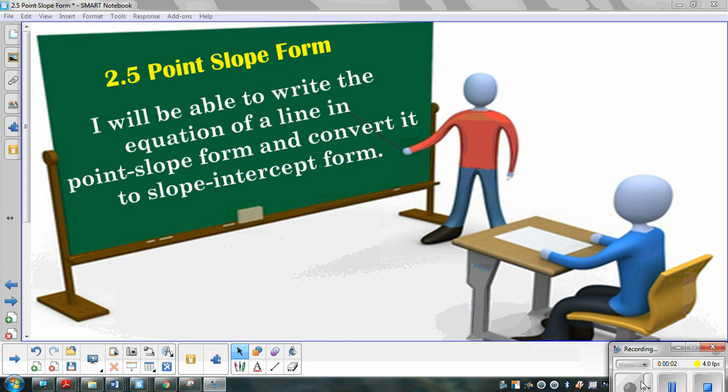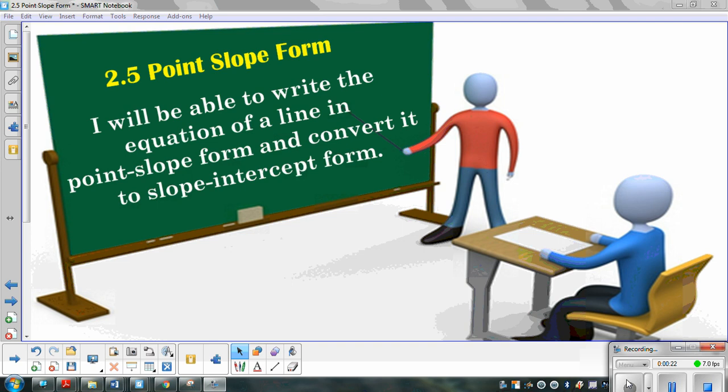So far in the unit, we have been looking at finding the slope from two different points, finding the slope from a graph, and now we're going to be looking at writing an equation of a line when we are given the coordinates of one point and the slope. So instead of looking at just a graph, we're going to do it numerically with the numbers and letters.